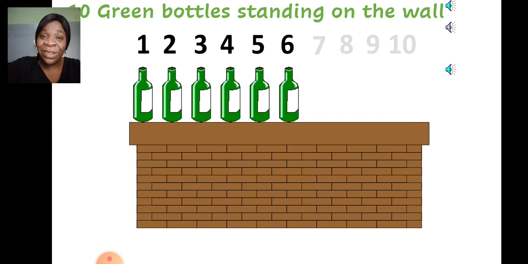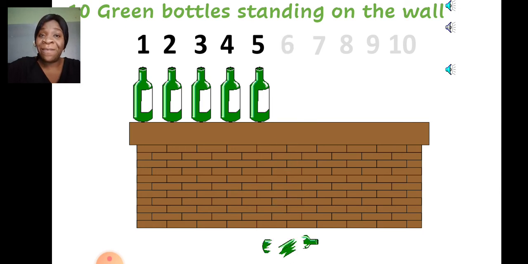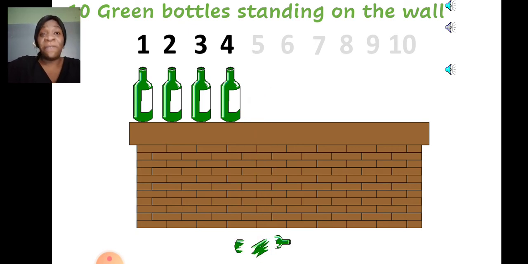6 green bottles standing on the wall. And if one green bottle should accidentally fall, there will be how many left? There will be 5 green bottles standing on the wall. 5 green bottles standing on the wall. And if one green bottle should accidentally fall, there will be how many? Yes, there will be 4 green bottles standing on the wall.